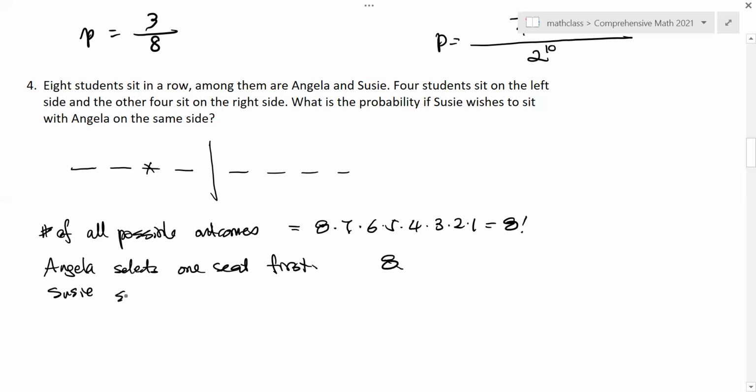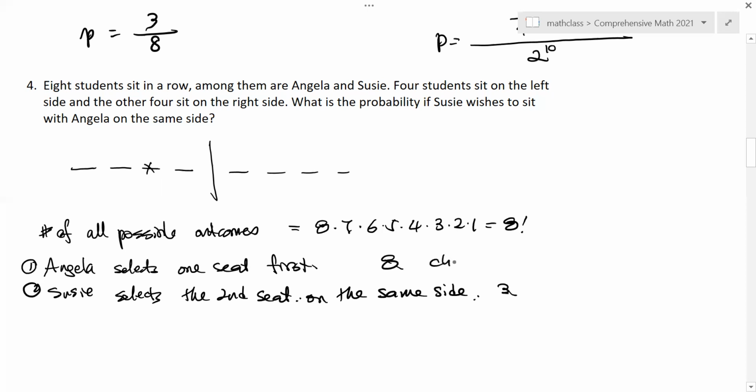And so Susie selects the second seat, but it must be on the same side, right? That's the first step. Second step, how many seats can she choose? Right now, only 3 left. So that'll be 3. Yeah, 8 choices and the 3 choices. All right, then for the remaining students, you have 6 seats left.